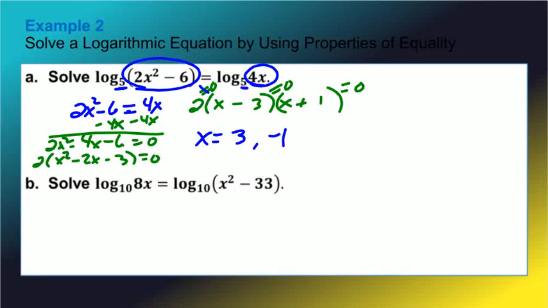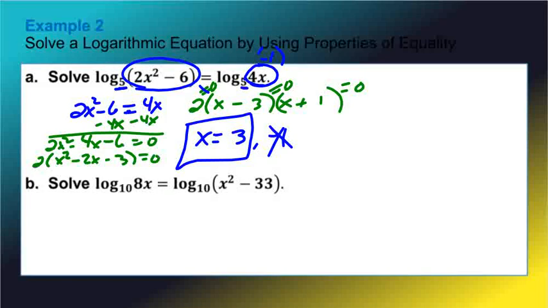Now, I need to check to make sure that both answers work in my original equation. I cannot find a logarithm of a negative number. And since I put a negative 1 in for x here, I would have a log base 5 of a negative 4. That will not work. So negative 1 is not a solution. That is actually extraneous. So my only solution would be x equaling 3. Now, if this was a negative 4, then I could have a negative 1 there. But because my original equation only has a positive, I can't have a negative x value.